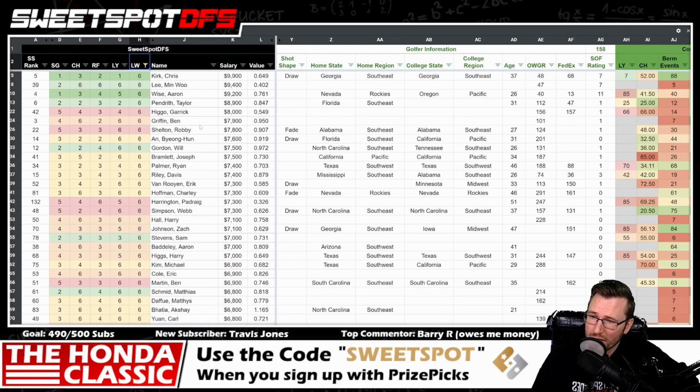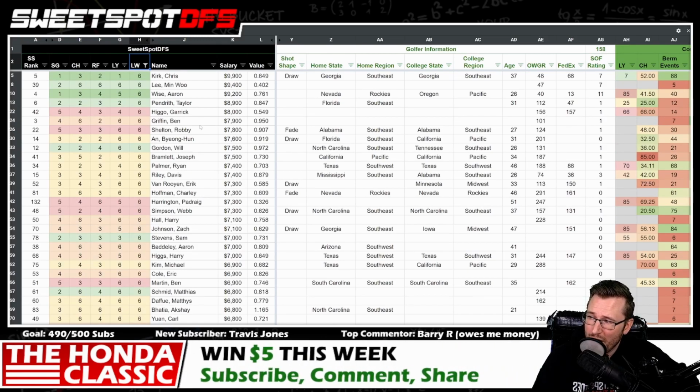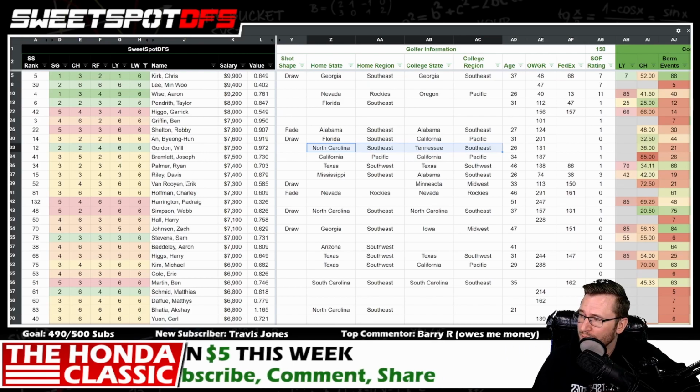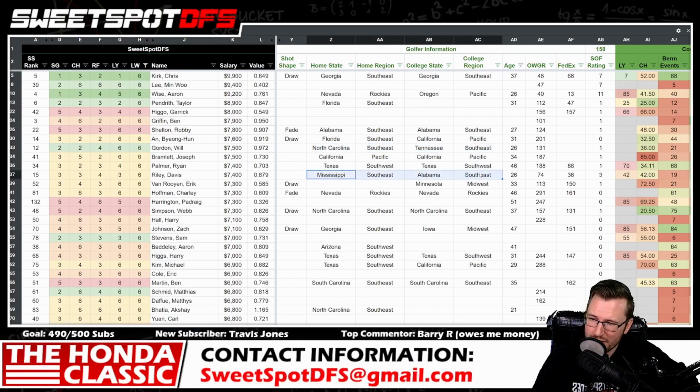Starts with Chris Kirk. Minwoo Lee is here. Aaron Wise, Taylor Pendrith. Those are good names. Davis Riley, we already talked about earlier. I like that. I actually don't mind Will Gordon. He's a Southeast boy. He plays on these Bermuda courses. Again, Davis Riley is also one of these Bermuda type of golfers. I like Benny Ann as well at this event. So pick your poison. 2 to 5.